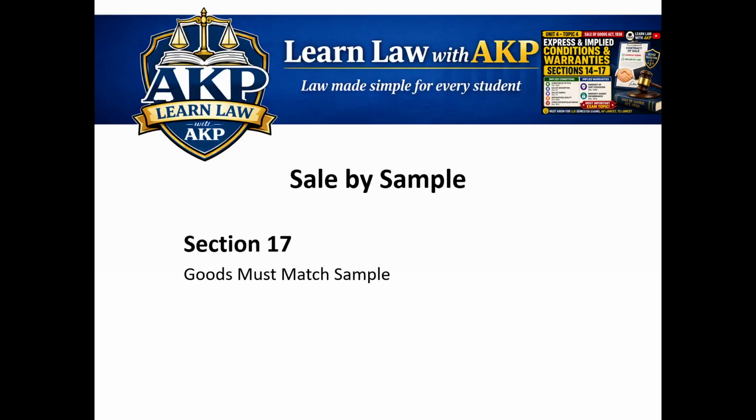Now, section 17. In a sale by sample, the bulk goods must correspond with the sample shown to the buyer. So, here goods must match sample. For example, a textile dealer shows a sample cloth. The buyer places an order based on that sample. When delivery occurs, the cloth supplied must match the sample in quality and appearance. Otherwise, the buyer may reject the goods.